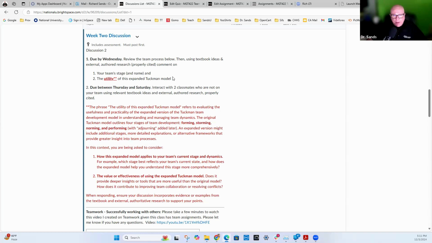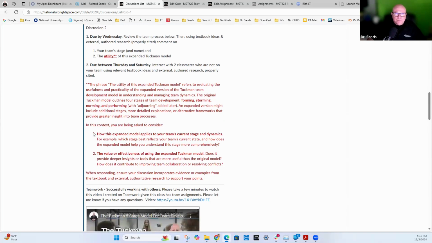It has been the staple for many years, but part of this assignment is to say, okay, here's the model, expand it. In this context, you're being asked to consider how this expanded model applies to your team's current stage and dynamics. For example, which stage best reflects your team's current state? And how does the expanded model help you understand the stage more comprehensively?